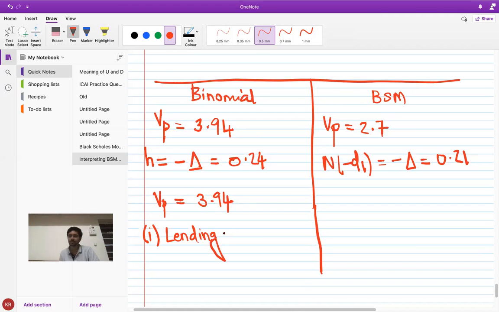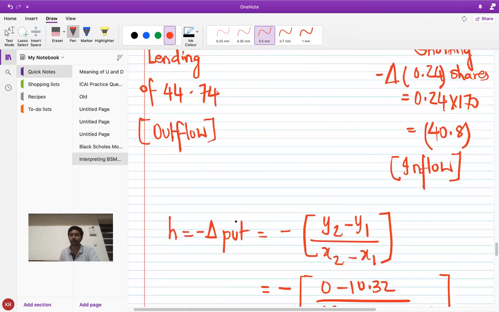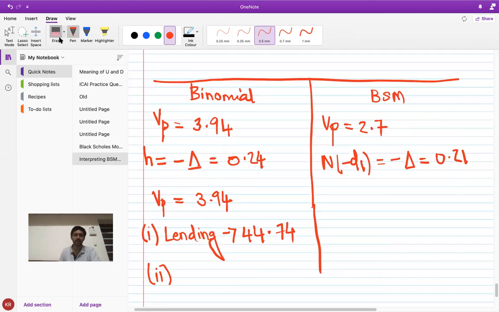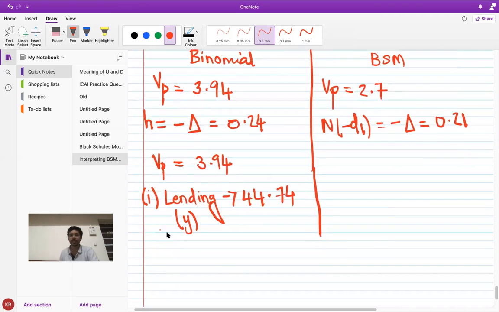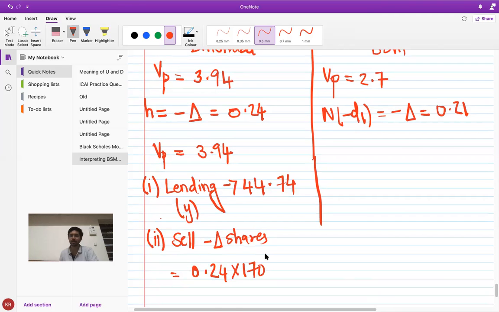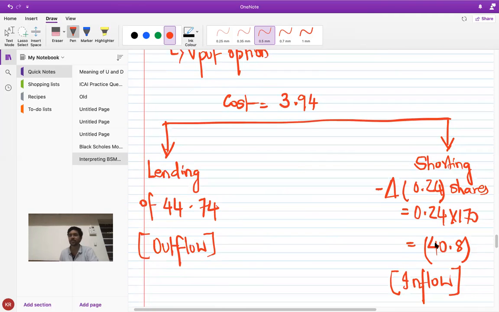of 44.74, which we denoted as Y. We denoted basically the amount to be lent as Y, right? And lending was a cash outflow that was offset by selling minus delta shares, that equaled 0.24 into 170 per share. Okay, 0.24 into 170 is 40.8.